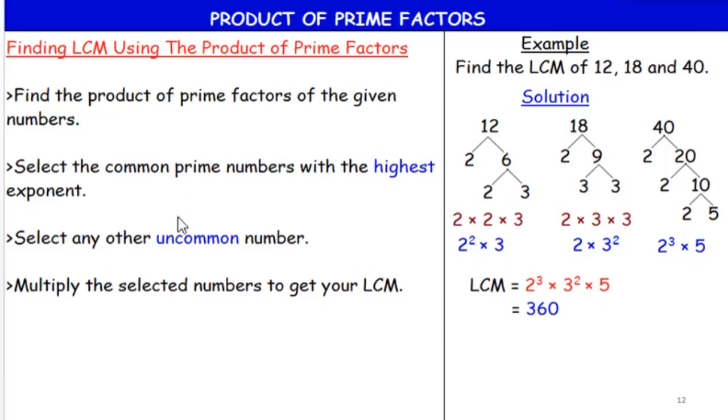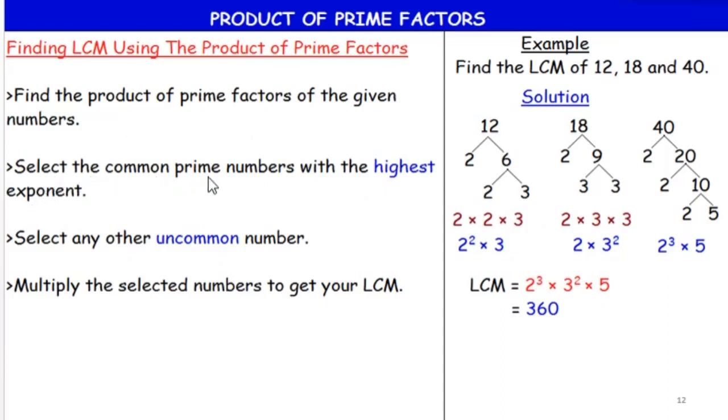Alright, so that is the first step. If you are asked to find the LCM of a given set of numbers, the first thing to do is find the product of prime factors of the given numbers. So that is what we've done here. Okay, let's move on to the next step.